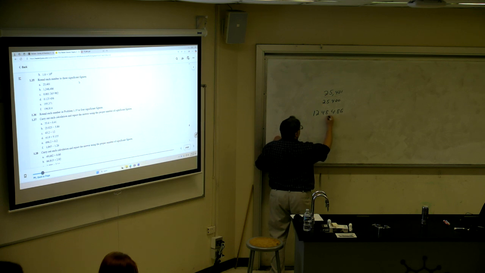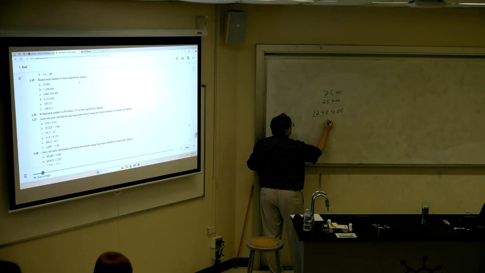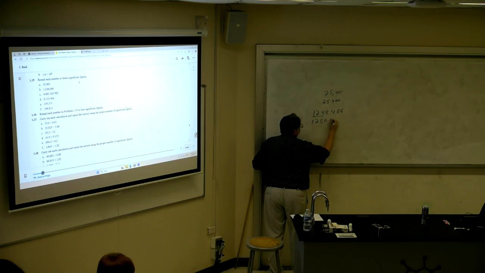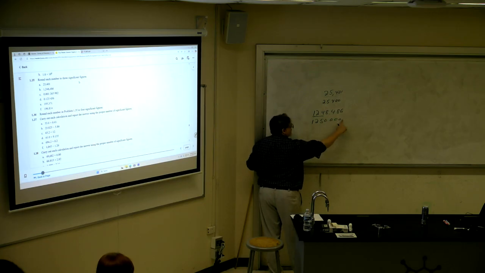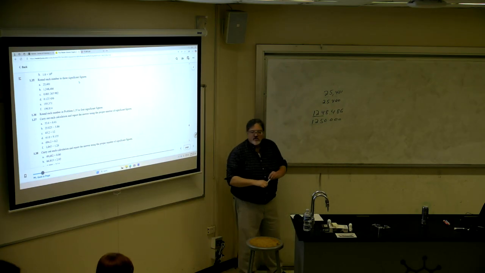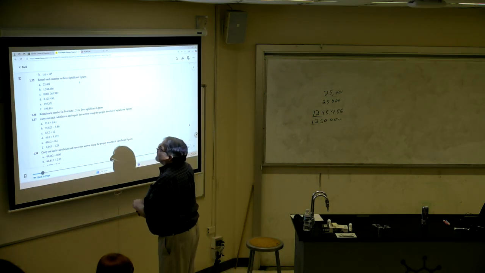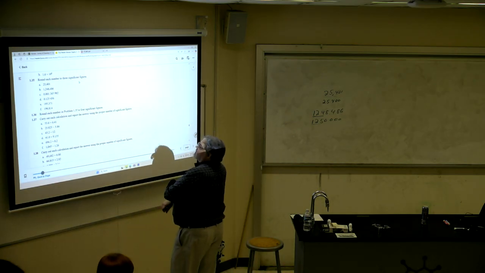Rounding this one to 3 significant figures. It's those 3. The 8 does round the 4 up, so I have to go 1, 2, 5, and now I'll fill in zeros to locate the decimal. But I'm not going to put the decimal there because that needs to be 3 significant figures. Oh, 1, 2, 6, 5.